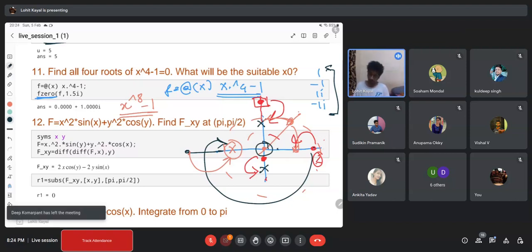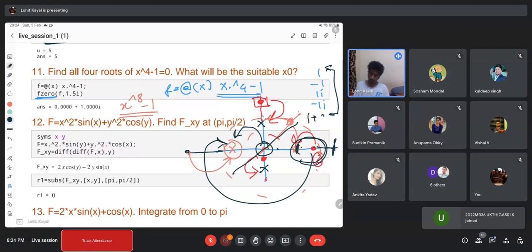Suppose you take some point over here, which is near to this, MATLAB will find some root, and in that case most probably going to minus 1 is taking less computation time compared to plus 1. You can try at various points, suppose 1 plus 2i, or 0 minus 0.5i, some point in the plane. So far I have taken points only on the real axis and the imaginary axis.